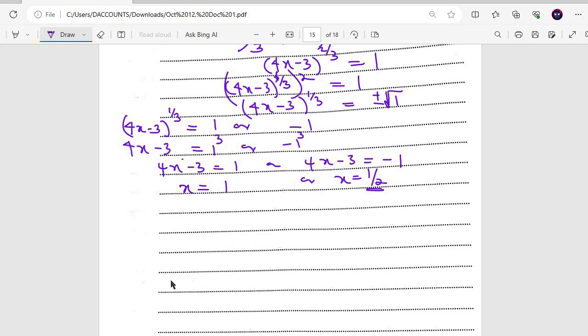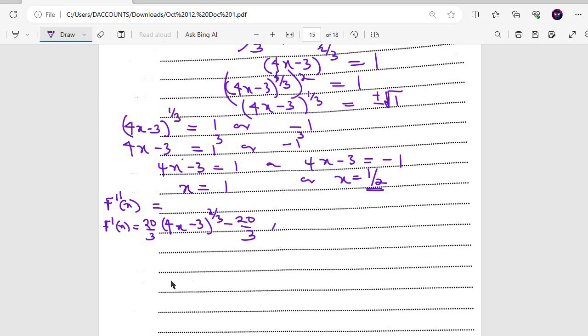The question asks us to now determine the nature of these coordinates. The nature means whether they are minimum or maximum points. To do that, I need to do the second derivative. The second derivative is a continuation of the first derivative. So you know the first derivative is 20 over 3 (4x - 3) raised to the power 2 over 3 minus 20 over 3.